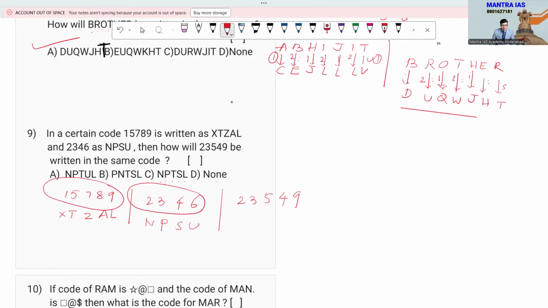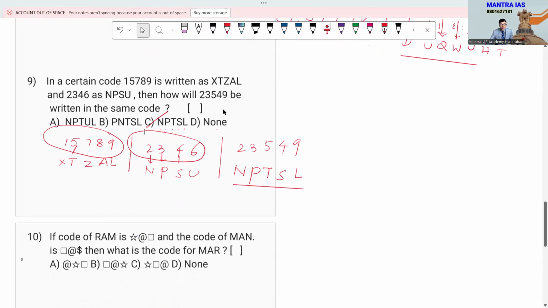We have 2, yes, we have 2. 3 also exists. 5 here. 4 is there. Now everything exists. So 2 is coded as N, that's all. 3 is P, same, 3 is P, that's it. There is no need for investigation about that. Don't ask how 3 has become P, sir. It's not needed for you. He gave the code, follow the code, that's it. 5 is T. 4 is S. 9 is L. So NPTSL. That's option C.